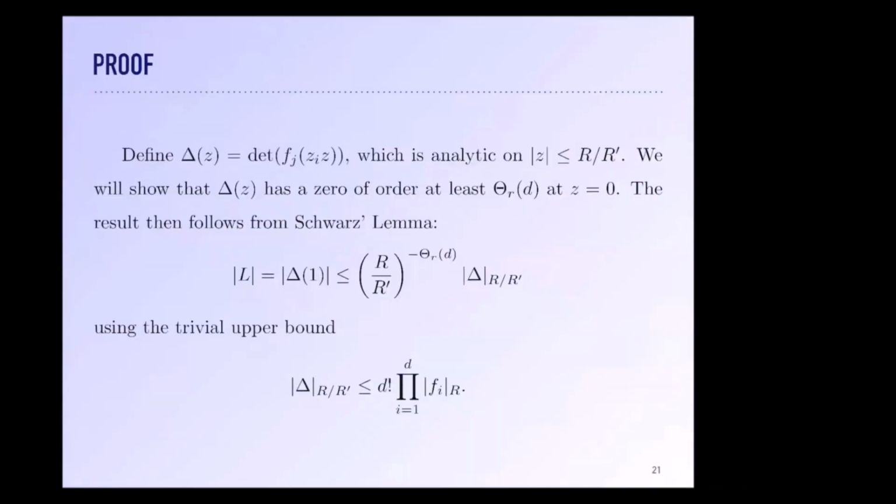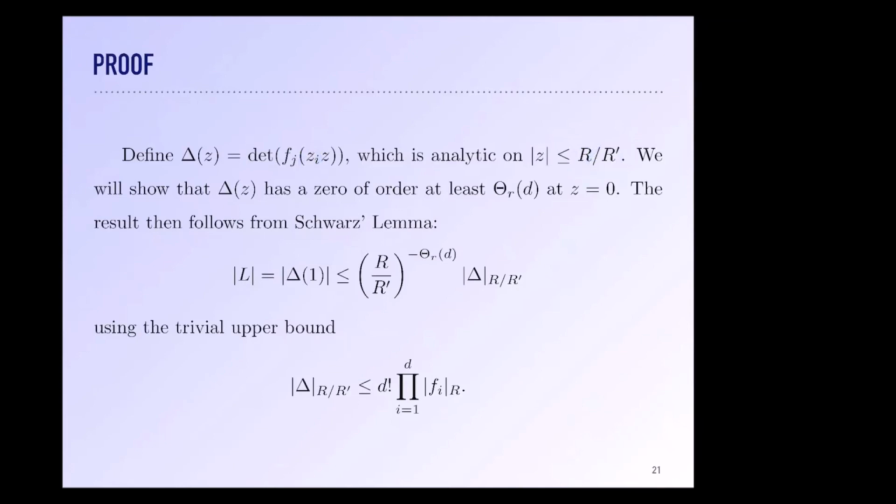Okay, so here's the proof for that theorem on interpolation determinants. You view this determinant that you're interested in as the special value at z equals 1 of an analytic function, which you get by just sticking a z in there. So we're making an analytic function of one variable, where the entries are fj of z times zi. The fj's are all analytic up to variables of size r, and the zi's have absolute value less than or equal to r prime. So this is analytic up to r over r prime.